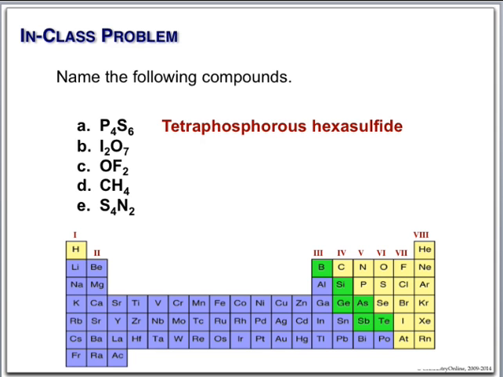2 iodine, so it's going to be diiodine. And we have 7 oxygen. Remember what 7 was? Hepta. So this is going to be a hepta oxide. Drop the extra A out. Diiodine heptoxide.